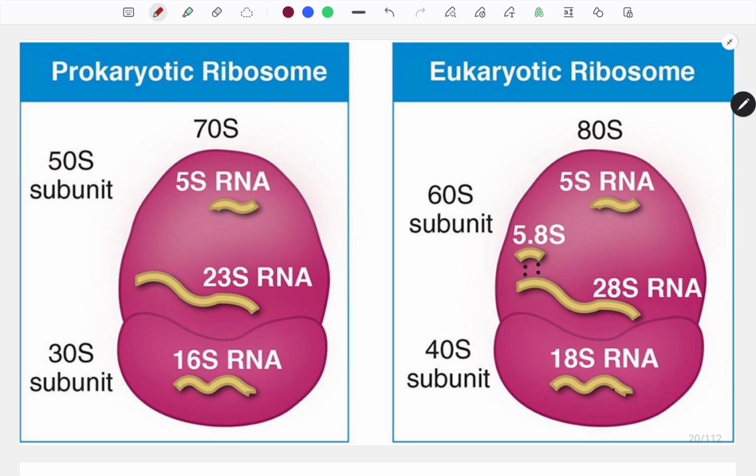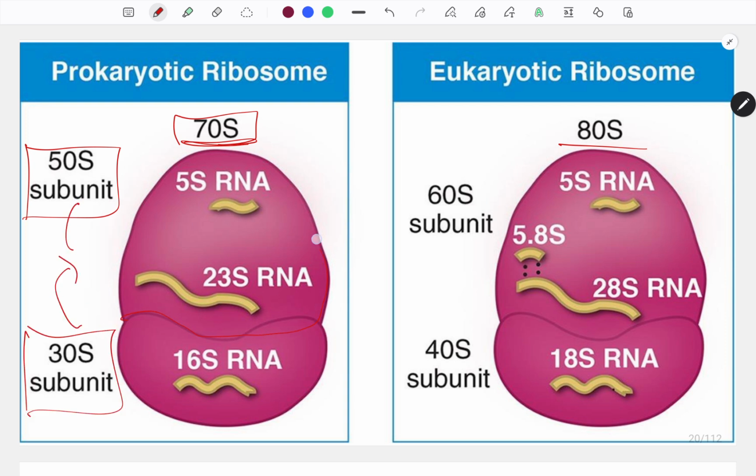There are mainly two types of ribosomes: 70S ribosomes and 80S ribosomes. The 70S ribosome is made up of two subcomponents, the 50S subunit and the 30S subunit. The bigger 50S subunit and the small 30S subunit come together to form the 70S ribosome. This is present in prokaryotic or primitive cells.